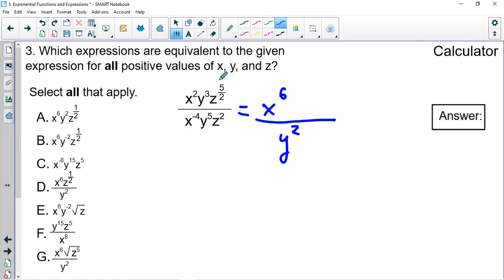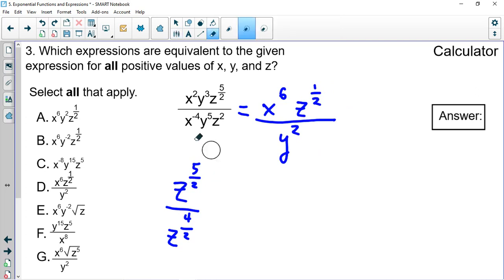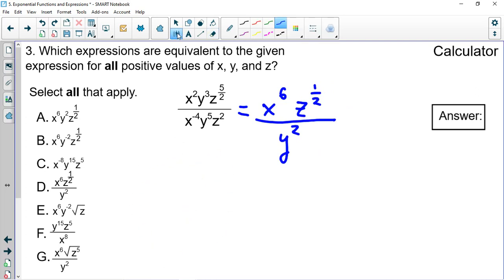Now let's take a look at the common base of the variable z. The first thing I notice is that we have a rational exponent here. So I'm going to rewrite both of these powers with a common denominator. In the numerator, I'm just going to leave it as a power of 5 over 2. And in the denominator, I'm going to rewrite it as z to the power of 4 over 2, because 4 divided by 2 is the same thing as 2. Now that we have our common denominator, we can just subtract here. So 5 over 2 take away 4 over 2 is z to the 1/2, and it's in the numerator, because that's where the bigger power was. The bigger power was 5 over 2, and that was in the numerator, so that's where our answer goes after we subtract.